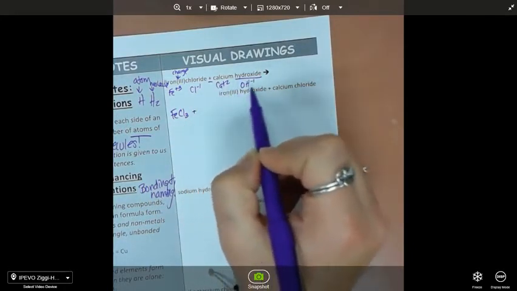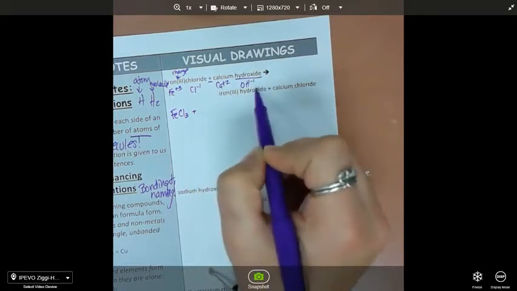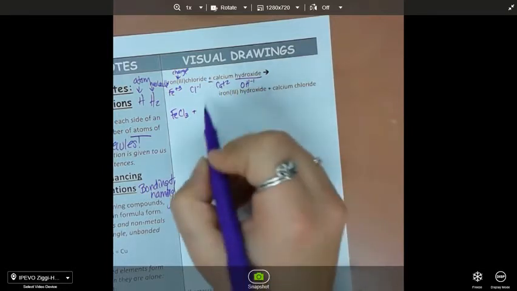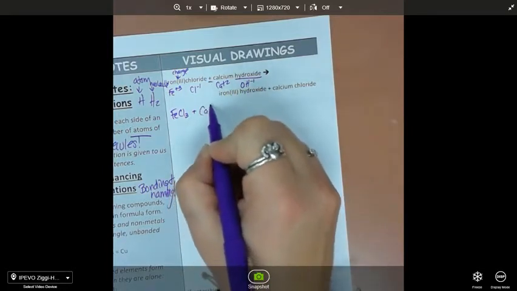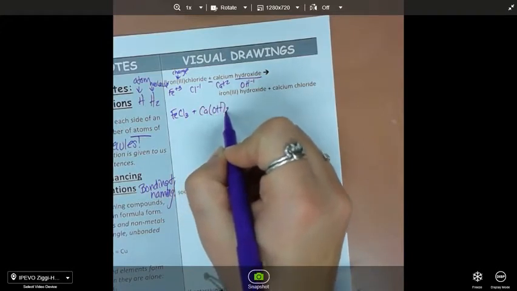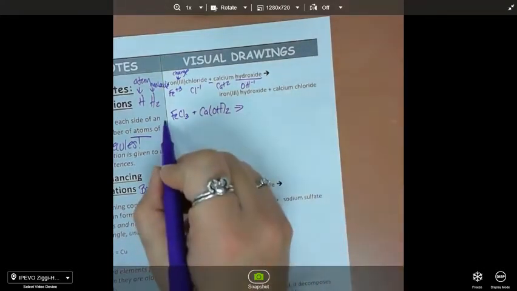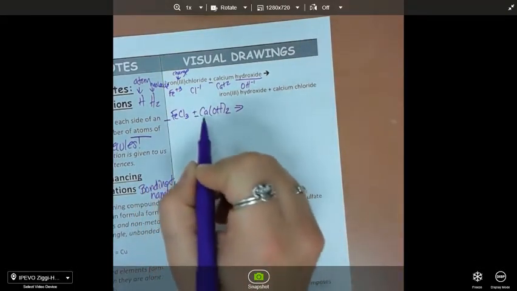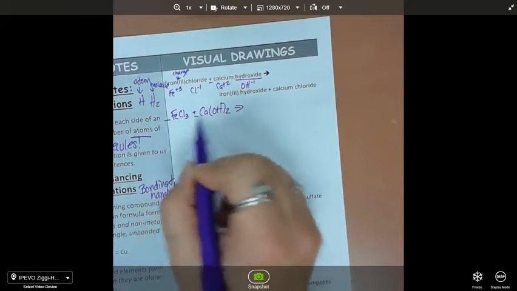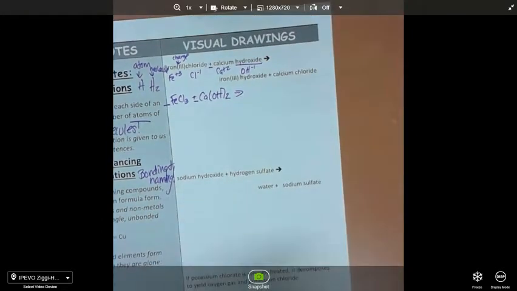Calcium is plus 2, hydroxide's minus 1. These don't cancel, so what do I need more of? I need more hydroxides. So it becomes Ca(OH)2, and then I keep my arrow. There's my arrow. What you also probably want to write in front of these formulas are the little spaces, because eventually you're going to have to balance.